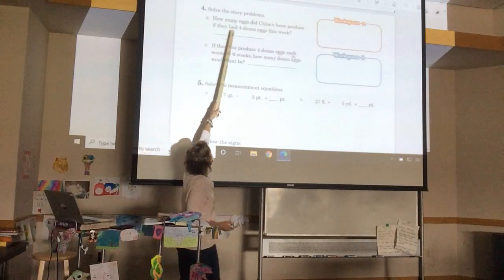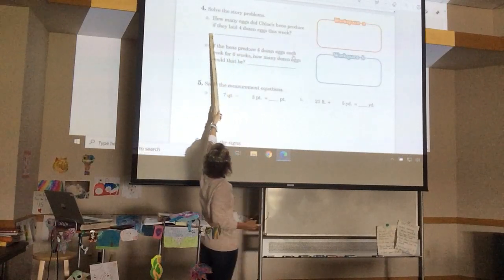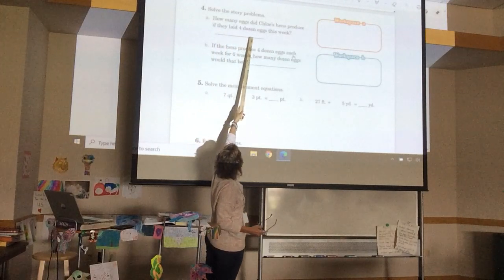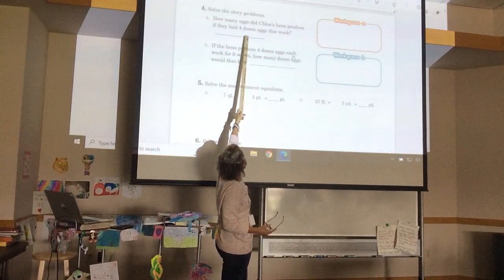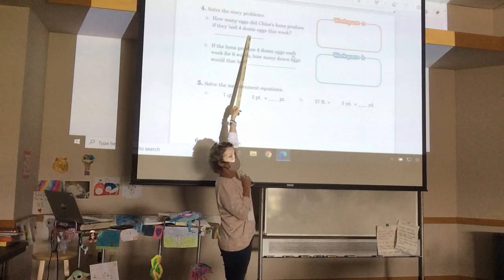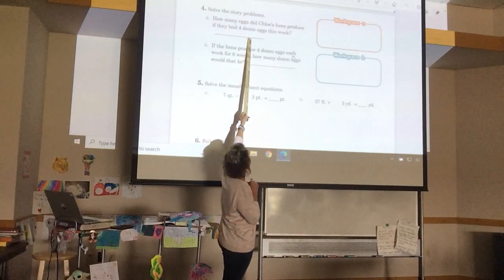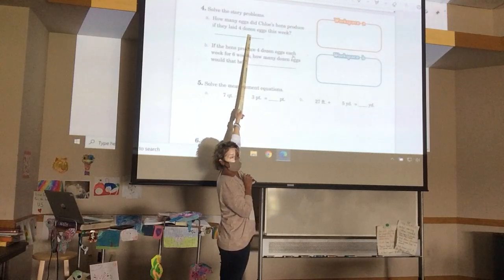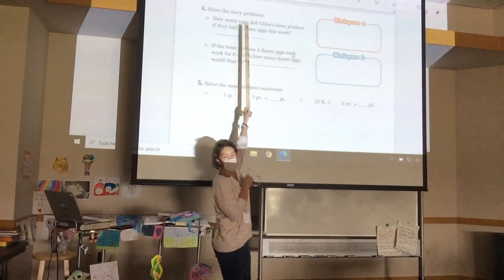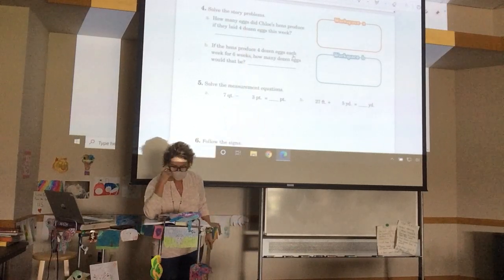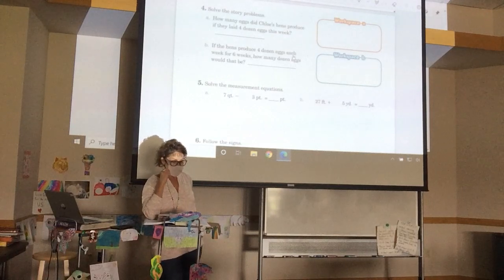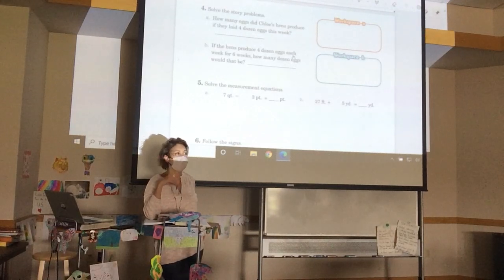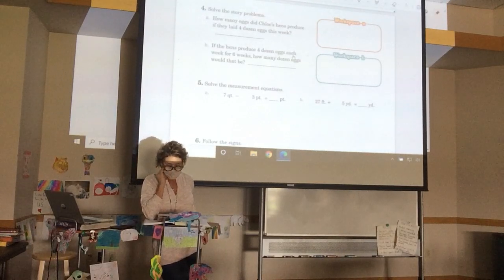Go way up there. How many eggs did Chloe's hens produce if they laid 4 dozen eggs this week? How many eggs would be in a dozen? 12. Very good. So what do you have to do in order to find out 4 dozen? Olivia. 12 times 4. Yes. Very good. 12 times 4, or 4 times 12. Whatever you want to say. Because you can intermix the numbers in multiplication. And division you cannot, and subtraction you cannot, right?